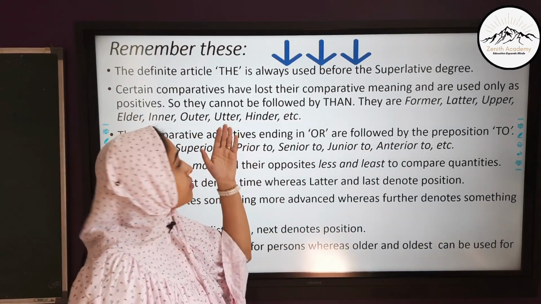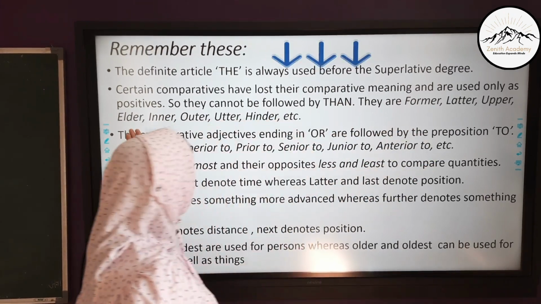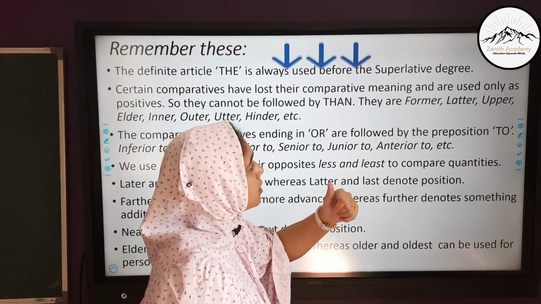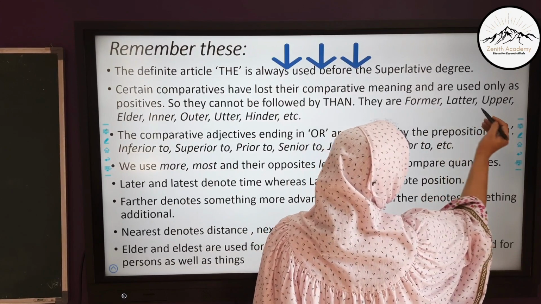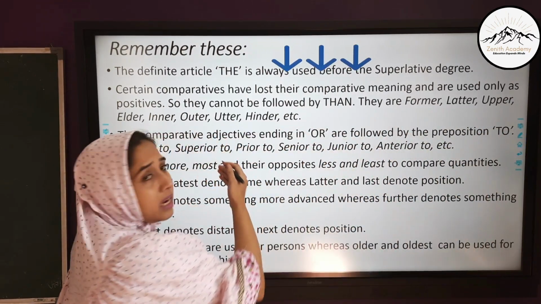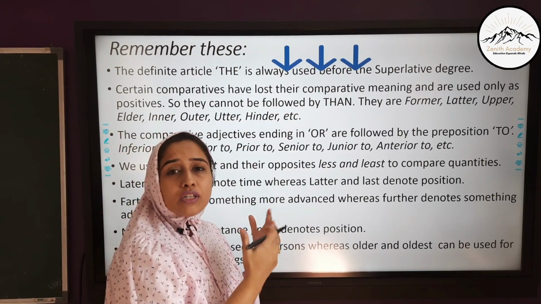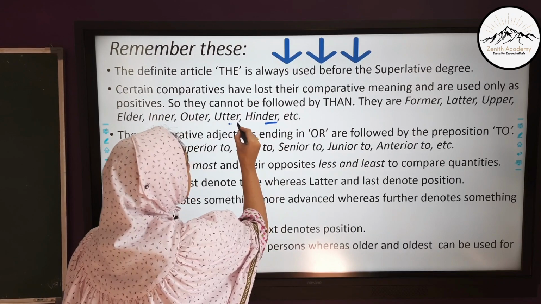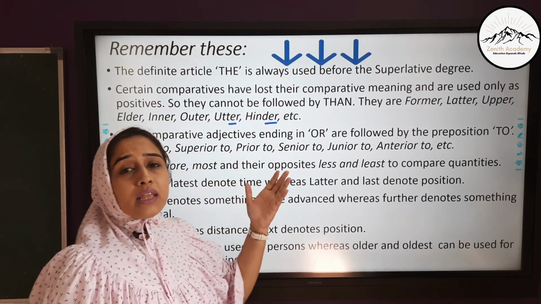Certain comparatives have lost their comparative meaning and are used only as positives, so they cannot be followed by than. Now what does this mean? You see the following spellings: former, latter, upper, elder, inner. When you just have a look at it, you might feel that these are words of comparative degree because of the spelling er in each of them, but they are not comparative, they are in the positive form.